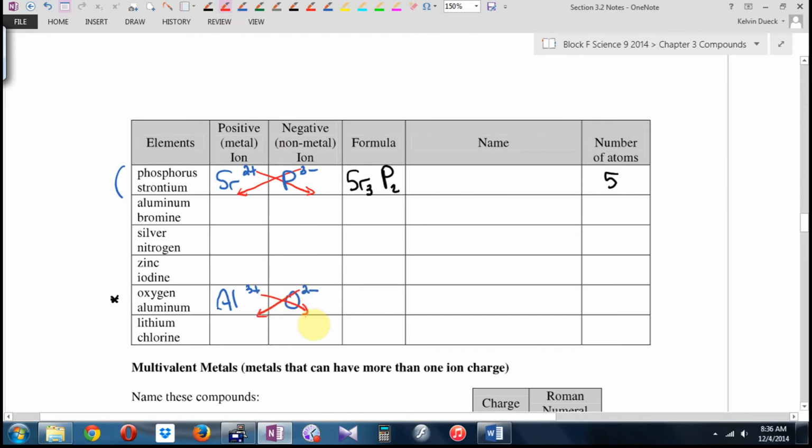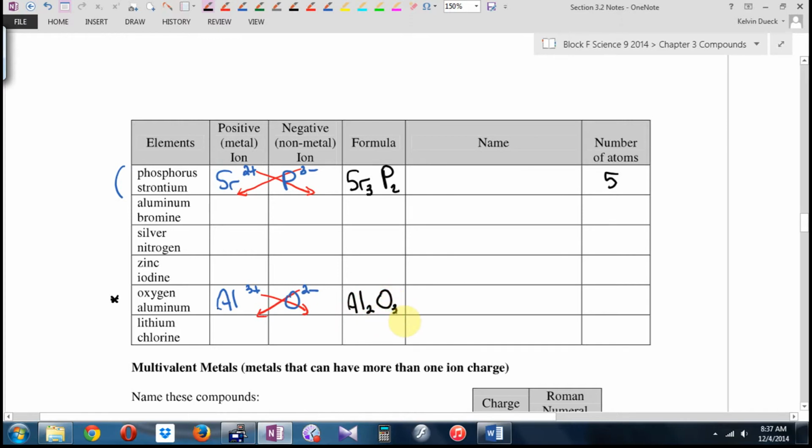Some of the common ones, when I teach this unit, I have in my brain, but by May I've forgotten them again. Don't bother memorizing them. I've got a periodic table for that reason. It's going to be how many aluminums? 2. How many oxygens? 3.